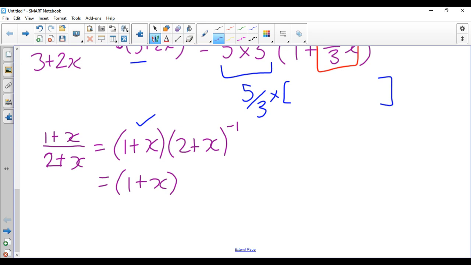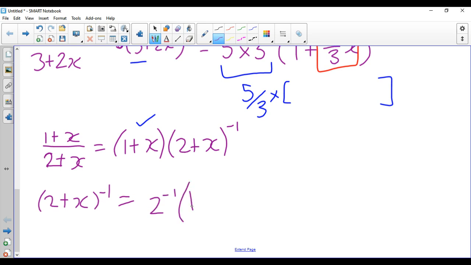Then, actually, let's keep this a bit neater. Let's think about exam technique. Rather than keep everything running all together, let's take the 2 plus x to the minus 1 and deal with that separately. So bring the 2 out.